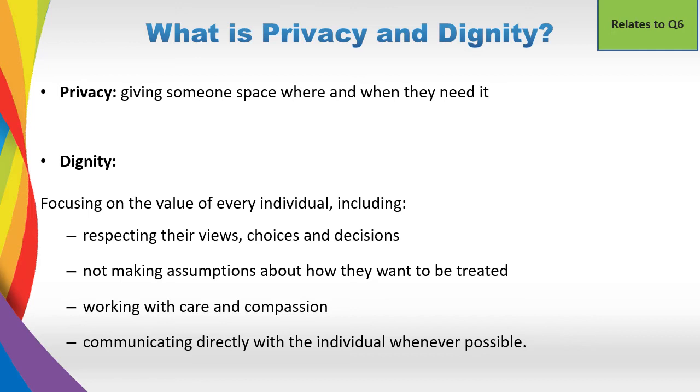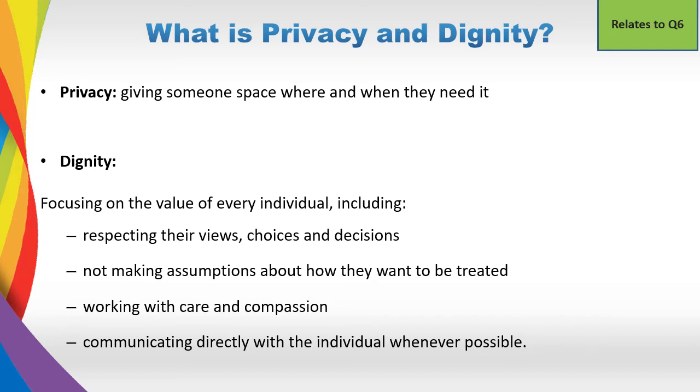Privacy and dignity. So what do these mean? Privacy is giving someone space where and when they need it. So if somebody says, I want to go to my room, you don't need to say why. They have that choice to make. That's their own choice. I want to go to my room. I want to be left in peace. You don't need to say why. Sometimes people don't want to tell you why. They just want to get away.